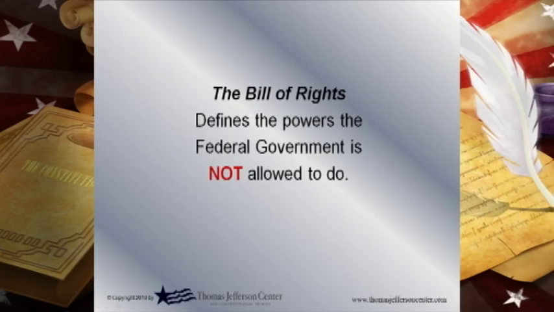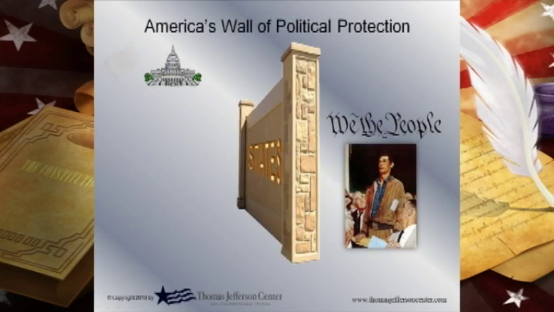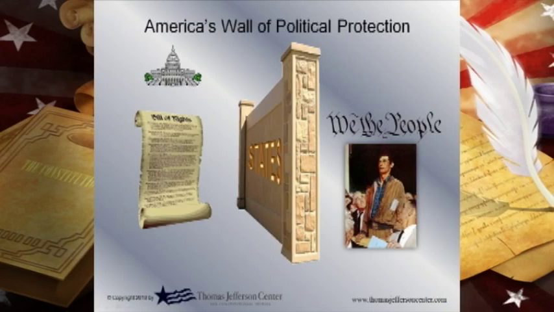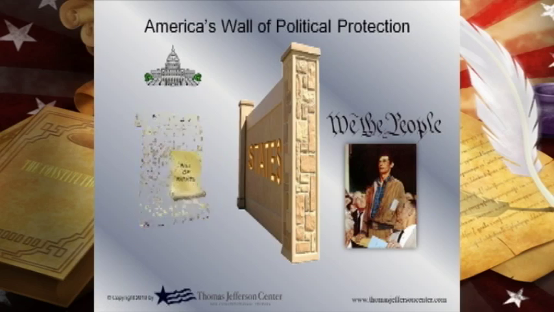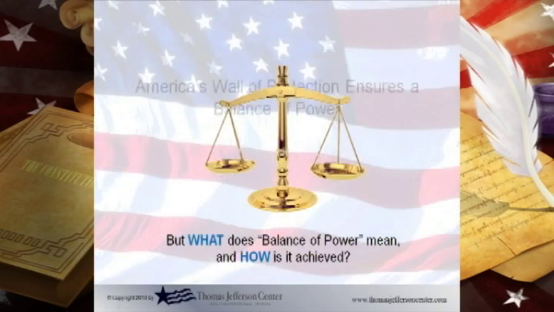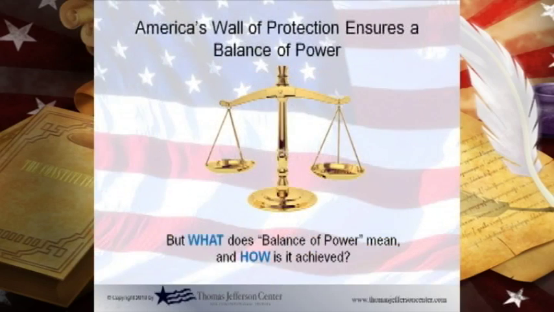America's wall of political protection then looked like this. You had the Bill of Rights, and it became part of the state responsibilities. And the federal government shall not interfere with freedom of religion, speech, press, assembly, etc. Now, America's wall of protection ensures a balance of power. But what does balance of power mean, and how is it achieved?